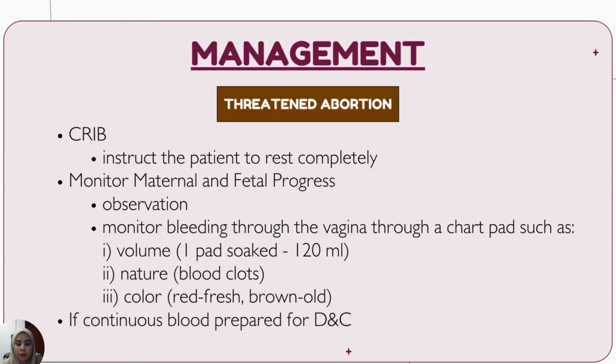Now let's see the management of threatened abortion. Patient with threatened abortion will be advised to rest completely, and then the patient will be monitored for maternal and fetal progress such as observation, monitoring bleeding through the vagina using a chart pad for volume, nature and color, and if continued bleeding occurs, the patient is prepared for dilatation and curettage.